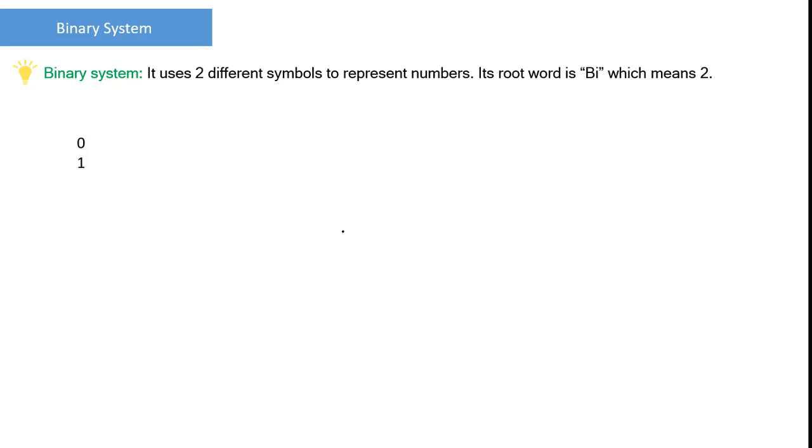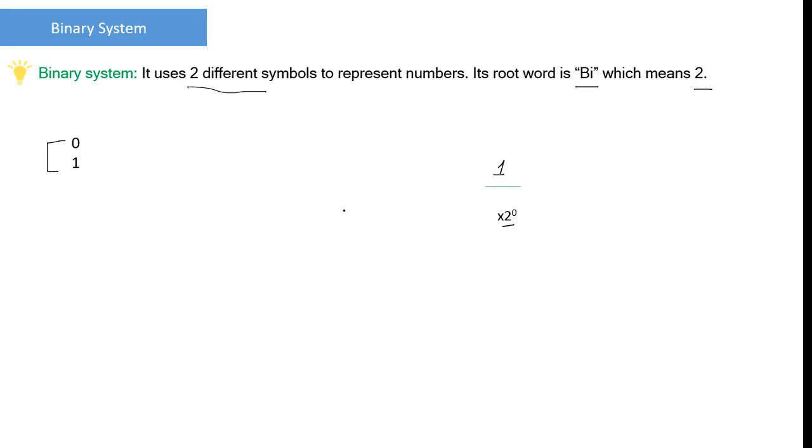Now coming on to the binary system, it uses two different symbols, namely 0 and 1. The word binary comes from the root word bi, which means 2. So in this, we keep on using these two different numbers again and again to represent the consecutive next numbers. If I want to find out the value of this 1, then the value of this 1 is basically 1 times 2 to the power 0. So now why are we using 2 here? Because we are studying the binary system in which we use two different symbols.